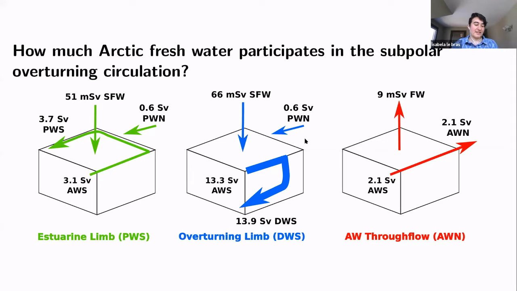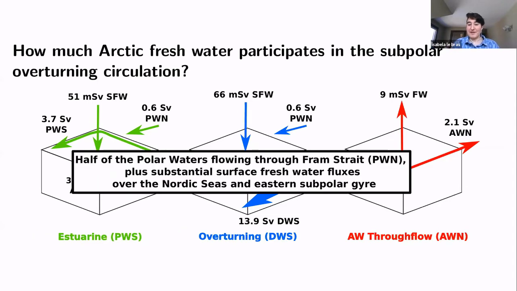And so this now gives us an answer to this question: how much Arctic freshwater participates in the subpolar overturning circulation? We now have numbers on each of these arrows. And the basic answer is that about half of the polar waters that are flowing through Fram Strait participate in the overturning circulation, plus a really substantial amount of surface freshwater fluxes that enter over the Nordic seas and eastern subpolar gyre.